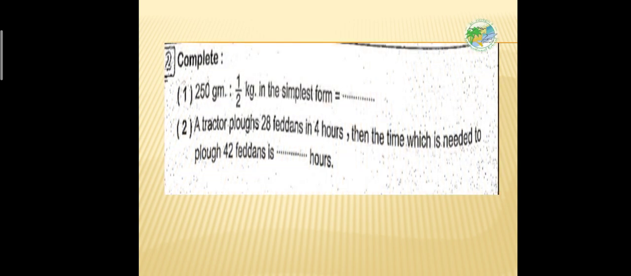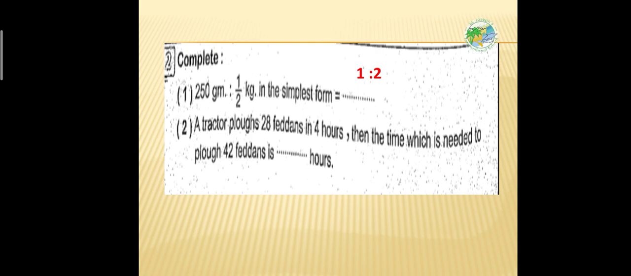Question 2, complete. 250 gram to 1 over 2 kilogram. For the simplest form we should change kilogram into gram, then multiply by 1000 to change into 500 gram. Then 250 gram to 500 gram equal 1 to 2.